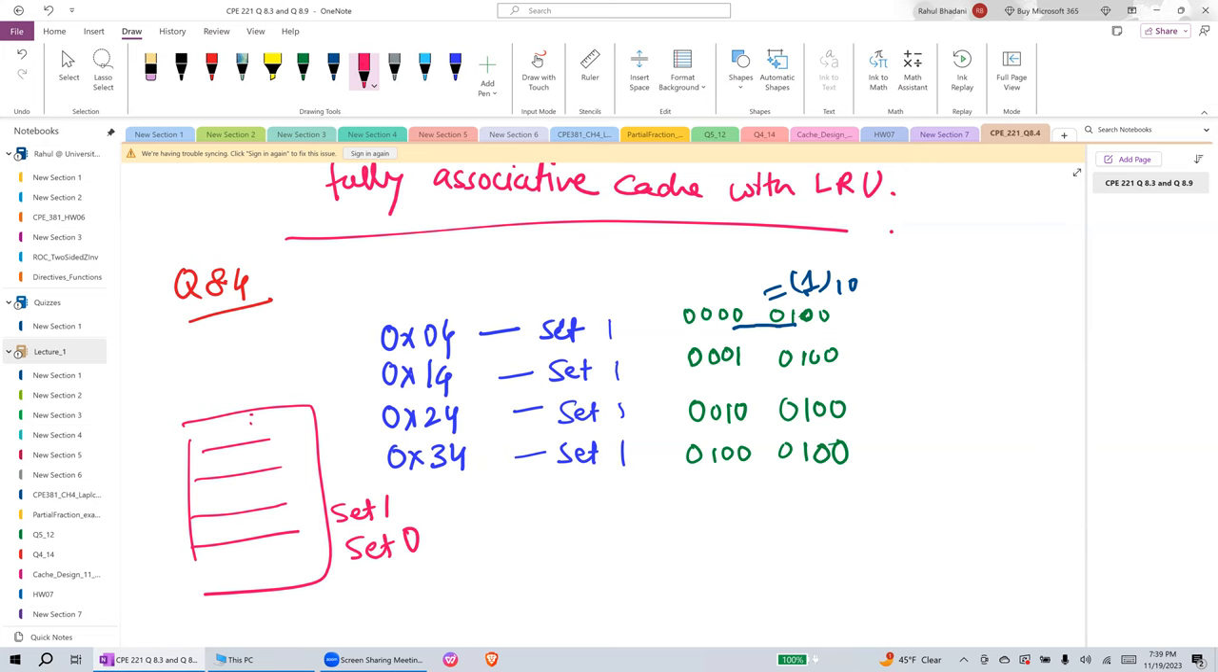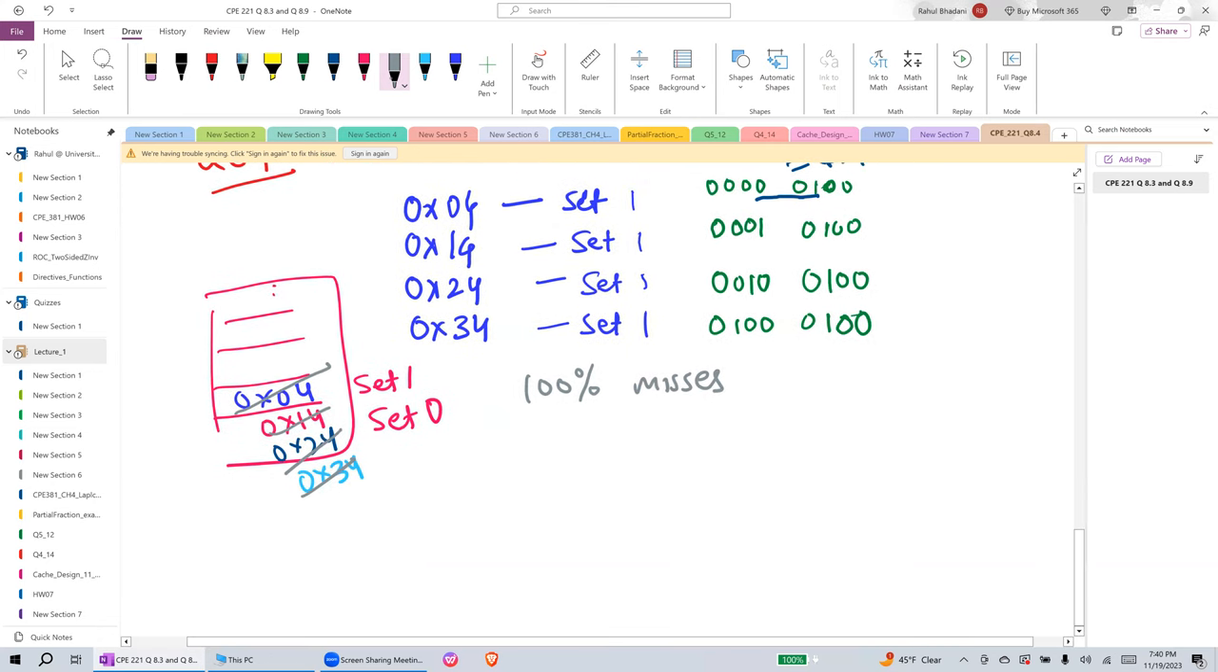In the first iteration, if we had 0x04, then after fetching 0x04 from the physical memory, it needs to fetch 0x14, but that also has to go to set 1. So this has to be kicked out, and then it is going to be 0x14. But then again, this has to be kicked out, and then this is going to be 0x24. Then again, 0x34. Then in the next iteration, again, there will be 100% misses every time.